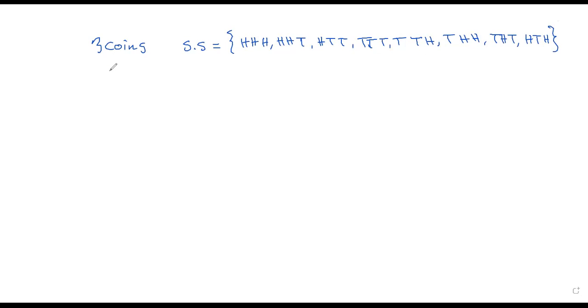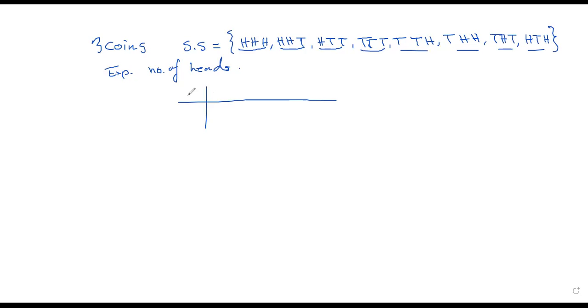Now, if my experiment is focusing on the number of heads, I may have 3 heads, I may have 2 heads, I may have 1 head, I may have no head. So my probability distribution table contains the variable x, which is the head, and this is the probability of those events. Now, I may have 0 head.